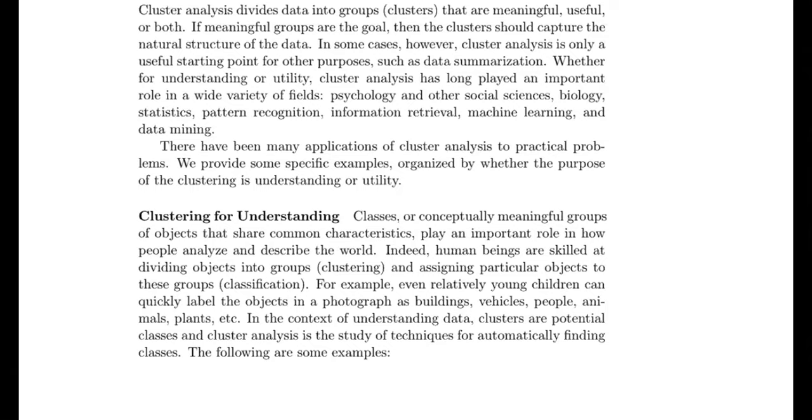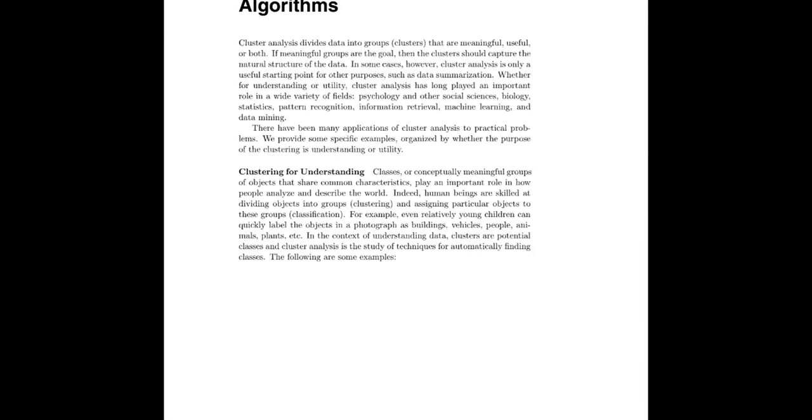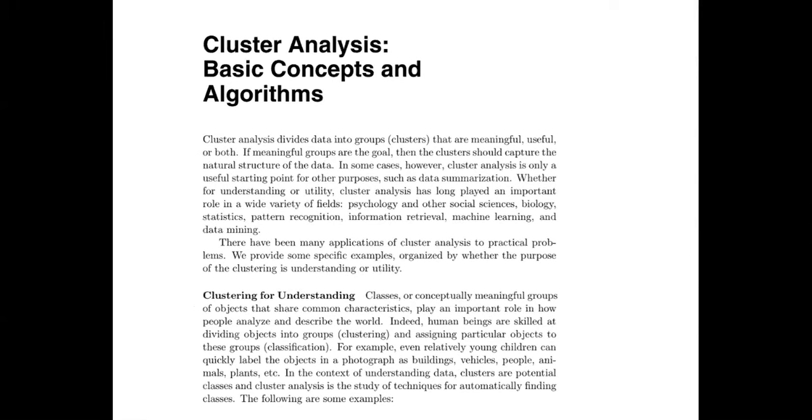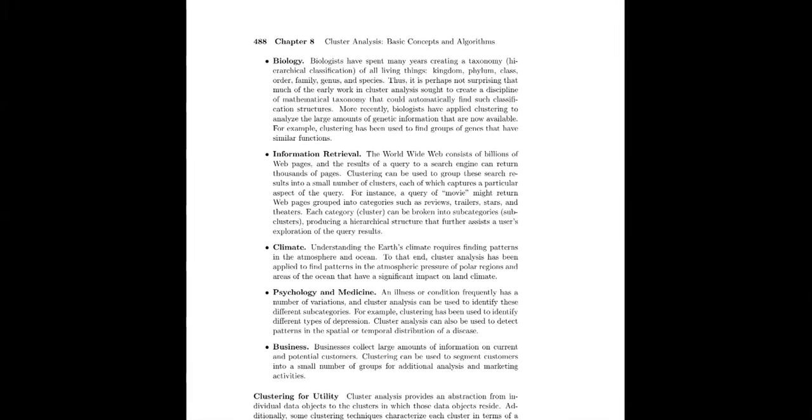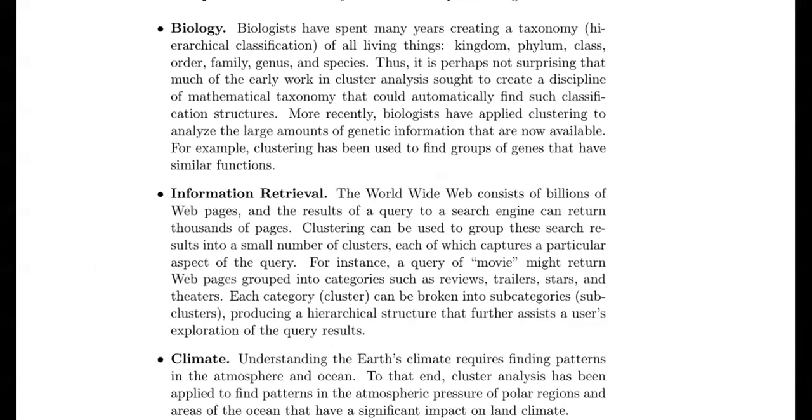Biologists, as simply you can say, first one, you have to consider biology. See here, this is biology. Biologists have spent many years creating a taxonomy, a hierarchical classification, of all living things: kingdom, class, order, family, genus, and species. So all the data related to biology you have to represent as one cluster. A discipline of mathematical taxonomy could automatically find such classification structures. That is simply one of the clusters, and you have to classify it.